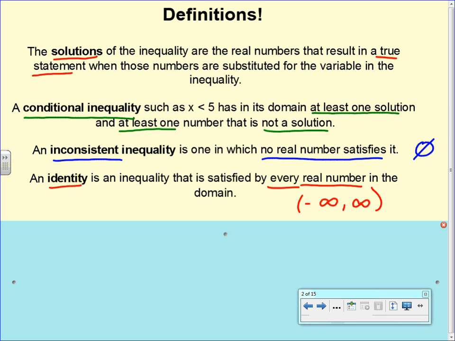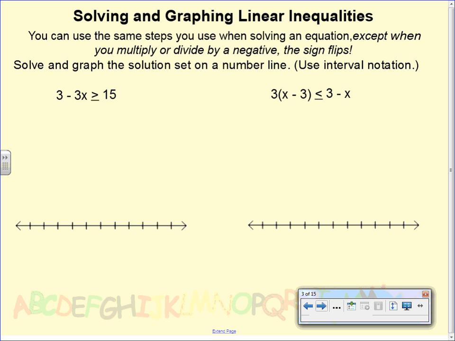Okay. So, examples. Let's start with these two. There's a reminder at the top. We've done this already earlier. If you multiply or divide both sides by a negative number, make sure you flip your inequality sign. First problem, 3 minus 3x greater than or equal to 15. What do I do first to isolate the x?